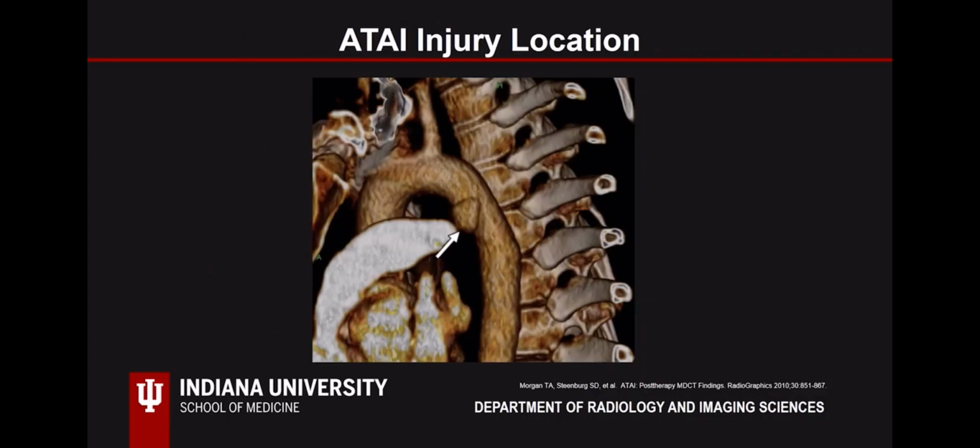Imaging plays a big role in the planning for endovascular stent treatment of aortic injuries. We can see where the injury is with respect to the origin of the left subclavian artery, the distance from the left subclavian artery origin, and the caliber of the thoracic aorta just proximal and distal to the injury to allow for proper stent selection.